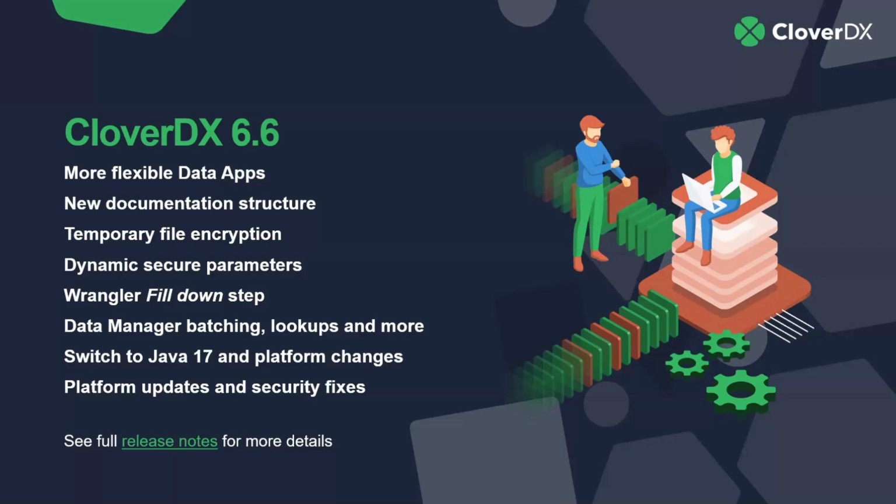We've introduced some features around security, like for example, temporary file encryption, or the ability to have dynamic secure parameters. We've added a new Wrangler step called fill down, which I'll show you how it works. And we've made many changes in the data manager. For example, we introduced batching, lookups, and more, which I'll talk about a little bit later. And as always, there are some changes within the platform itself to allow us to support, for example, newer Java versions, security fixes, and various updates around that.